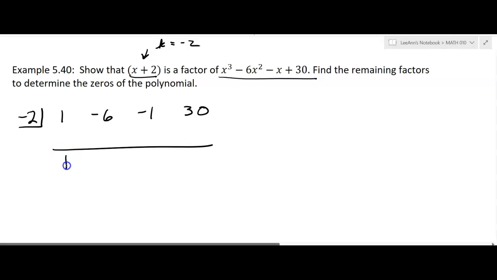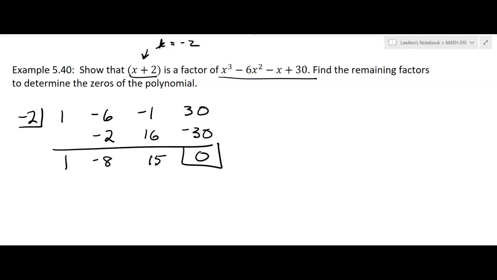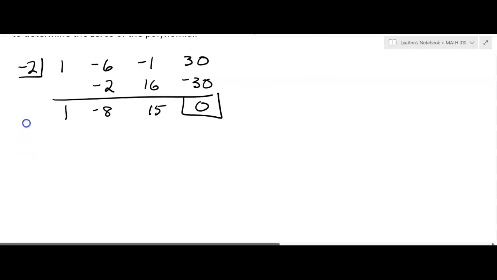But bring down the 1. So you might be saying, well, why bother? I'll show you. Okay, so 1 times -2 is -2. I add -6 to get -8. -8 times -2 is 16. That gives me a 15. That gives me a -30. And that's equal to 0. Okay, but like I said, we kind of knew that was going to happen because we knew x plus 2 was a factor. Now, here's the good news.